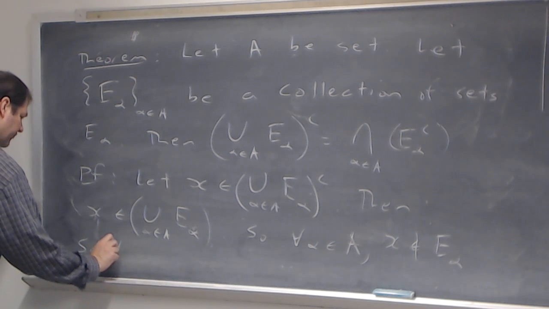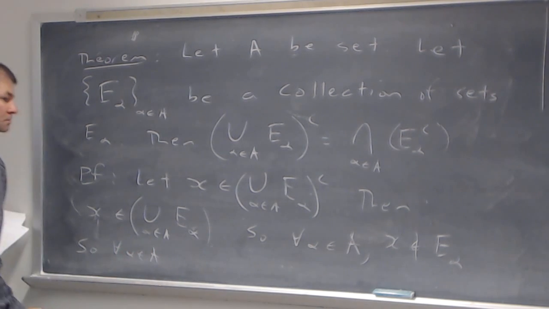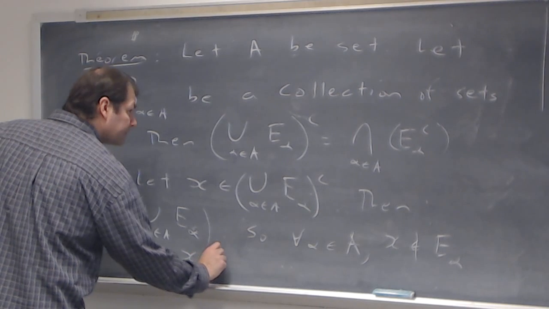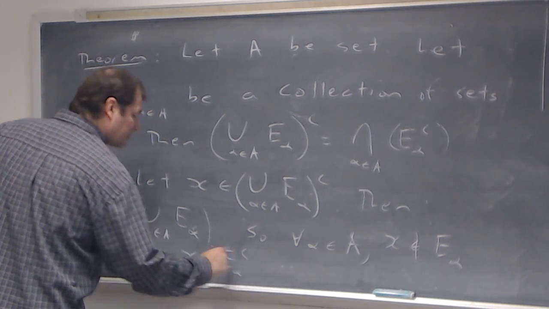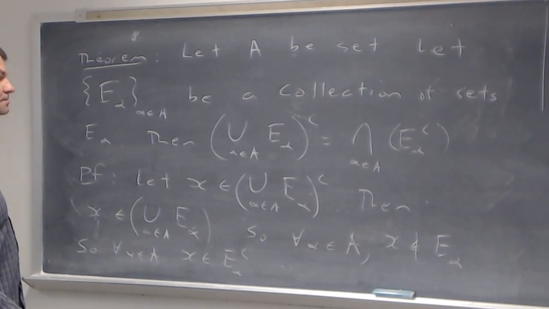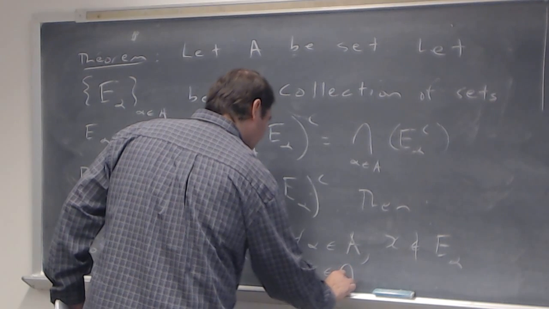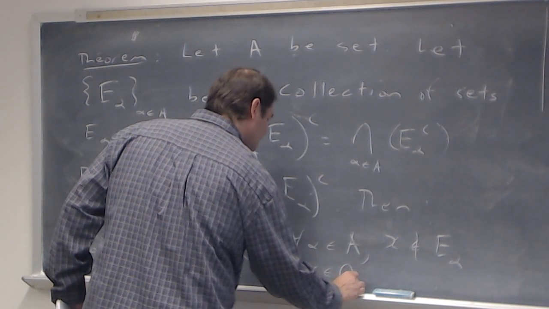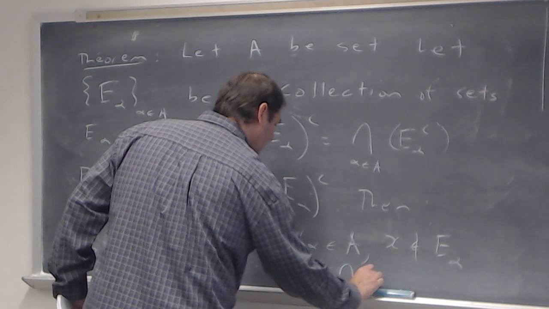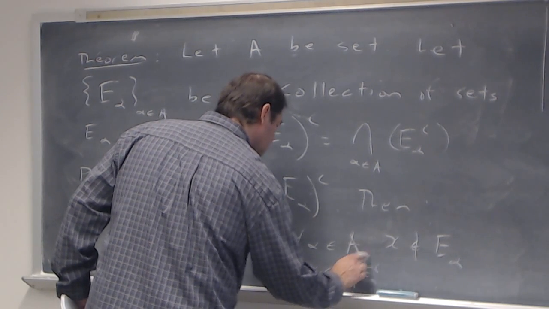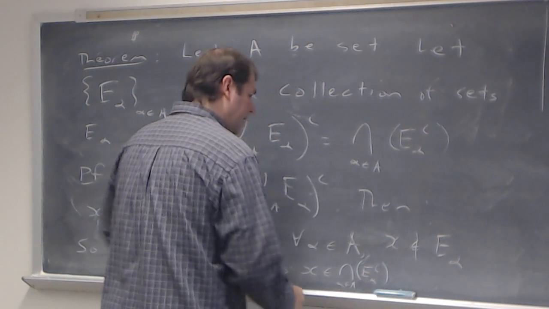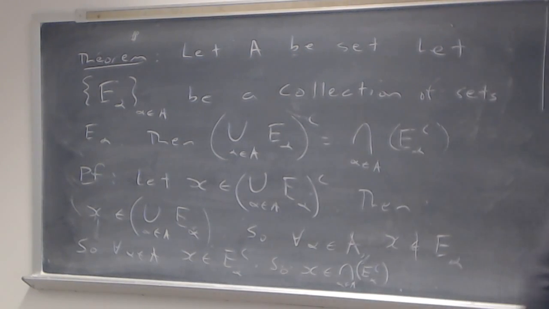So for every alpha an element of A, X is an element of E alpha complement. So if it's not in any E alpha, it's got to be in its complement. And so X is an element of the intersection over all the alphas in A of the E alpha complements. And so we have proven that the left-hand set is a subset of the right-hand set, because I've taken an arbitrary point from the left-hand set and shown it's in the right-hand set. Let me just write that up.